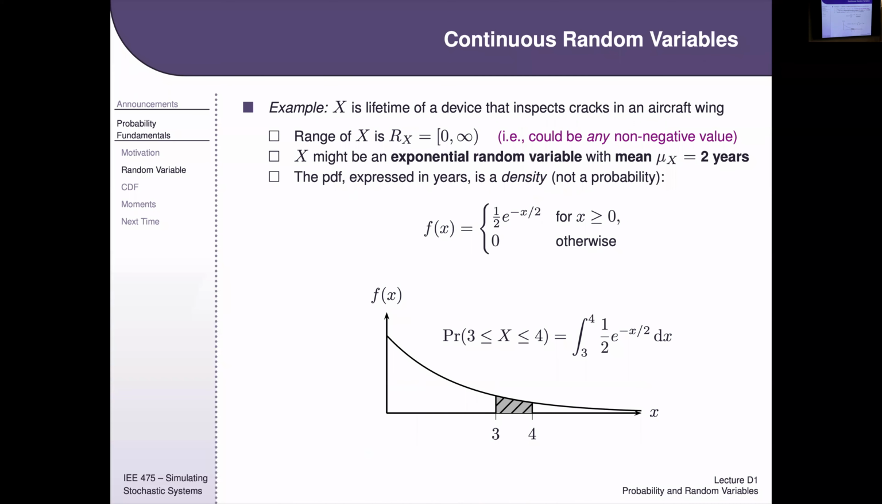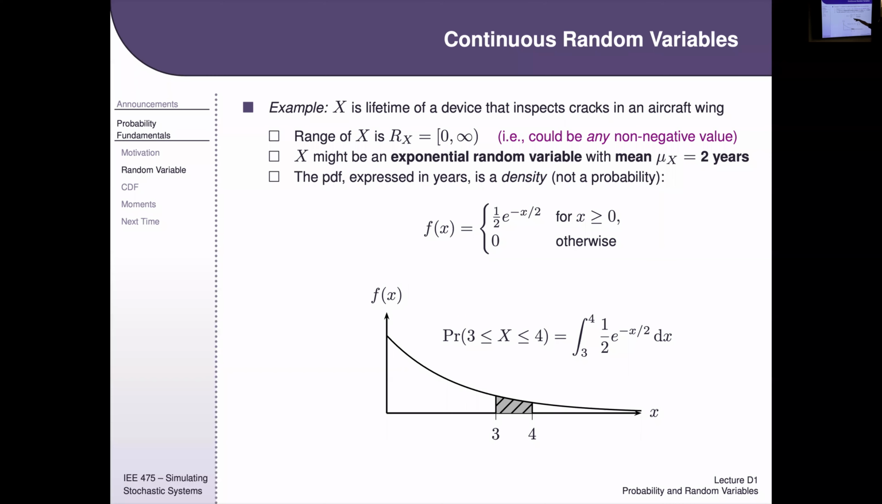All right, so example: X is the lifetime of a device that inspects cracks in a wing. So its range is the half line, everything from 0 to infinity, so it can be any non-negative value. We're going to model it as an exponential random variable, with a parameter called a mean, which we'll talk about, of 2 years.